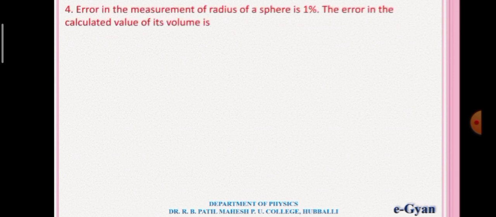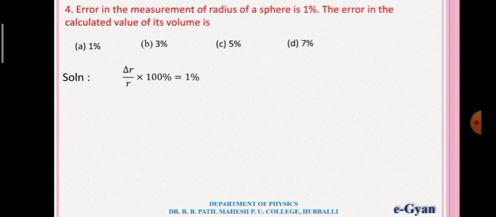Okay, next question number 4. Error in the measurement of radius of a sphere is 1%. The error in the calculated value of its volume is option A 1%, option B 3%, option C 5%, option D 7%. Okay, here the percentage error of radius is given, that is delta r by r into 100% is equal to 1%.